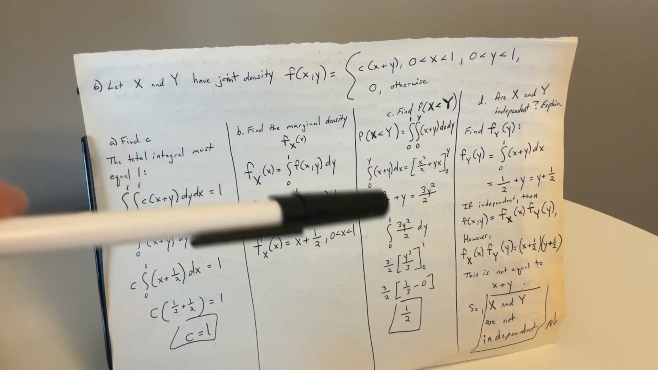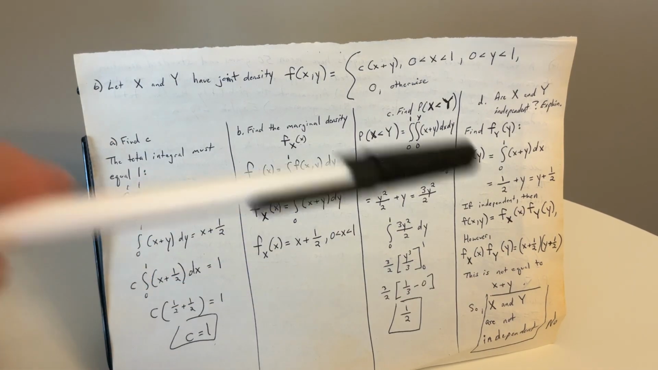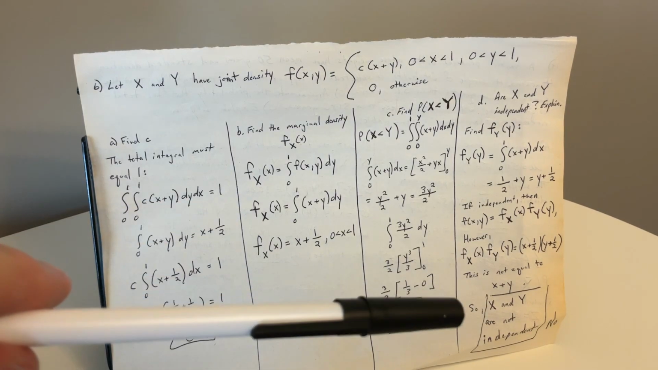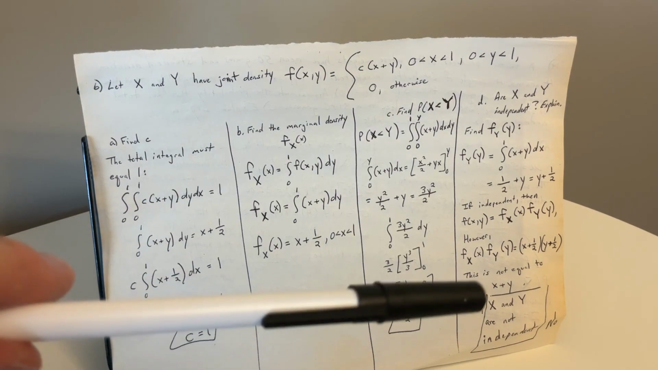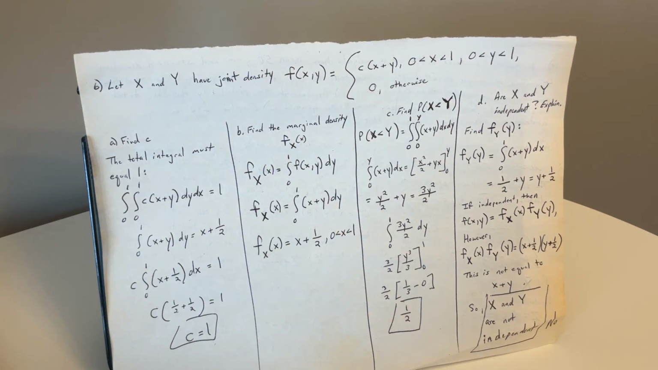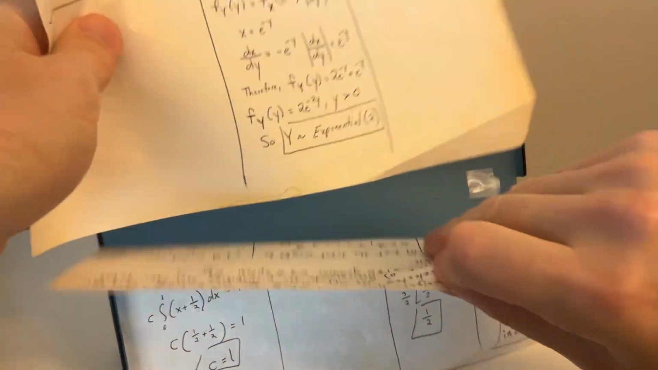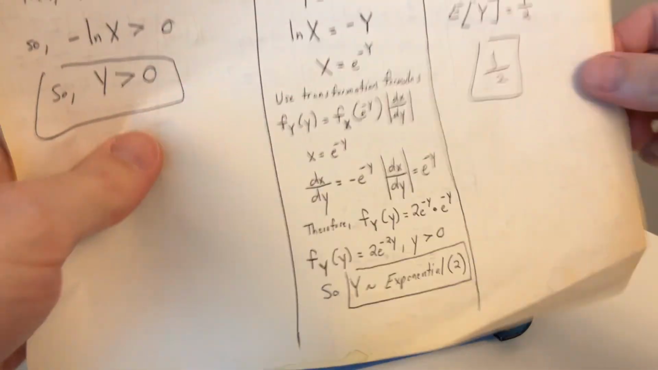Okay, from substitution, this is not equal to x plus y. Since it's not, we could say x and y are not independent. So that would be a no for letter D. Moving along here to number 7.